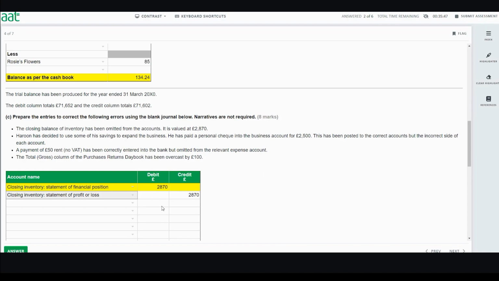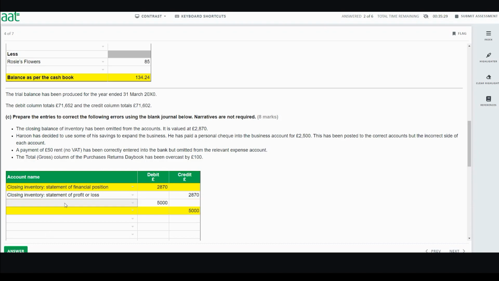So what we need to do to rectify this is we need to double up on the amount. Okay, so the first thing to do is get your figures in, because you've got to double it up, and then we can deal with the account. So it says that he wanted to put it into the bank account, okay, which would have been a debit, but he originally credited it.